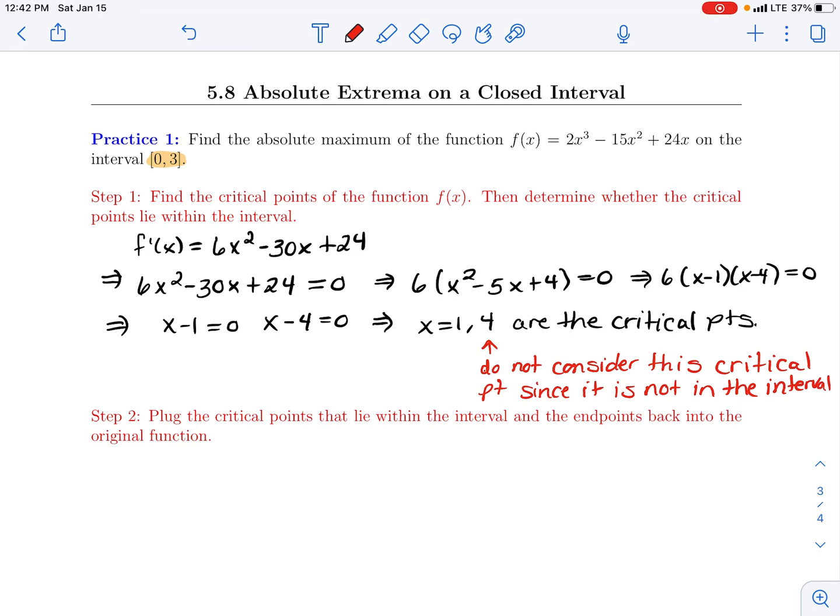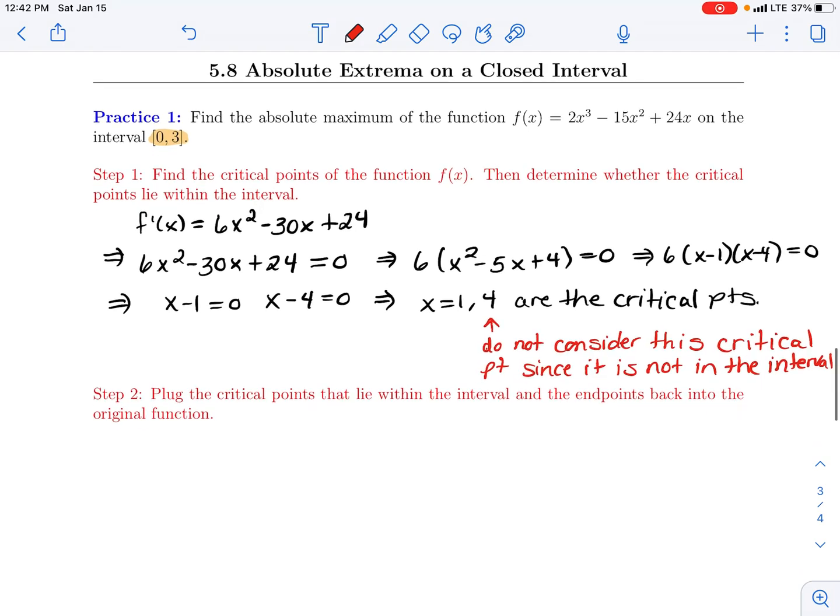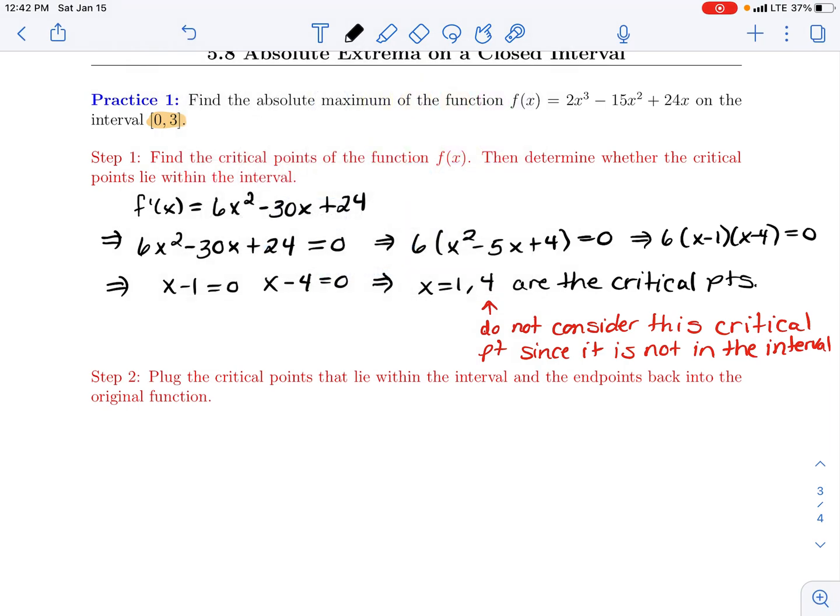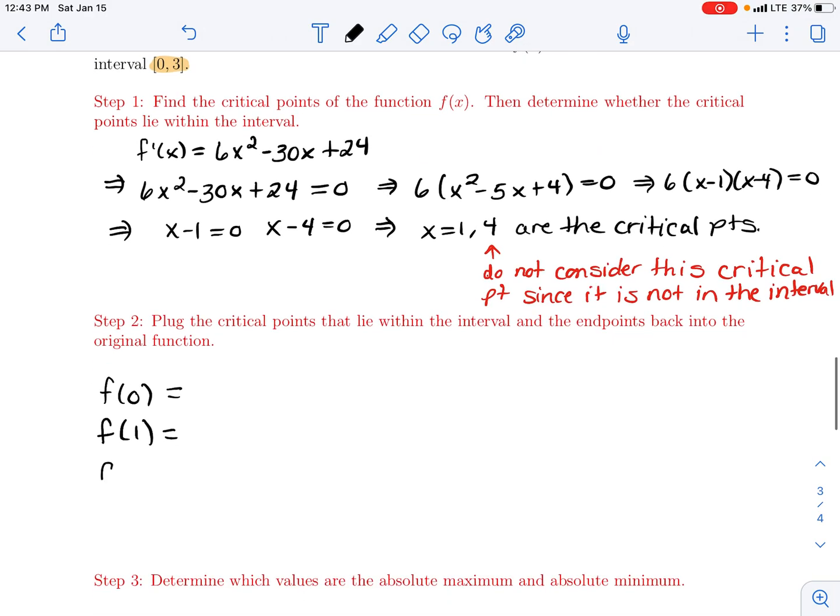Okay, so yeah, when we're talking about absolute extrema over an interval, we can't talk about absolute extrema of numbers outside of the interval, right? So we're staying within that interval and looking at where my absolute max and minimum values are. Okay, so now step 2 just says to now plug in the critical points that lie within the interval and the endpoints back into the original function. So I'm just going to now plug in f of 0, f of 1, and then f of 3.